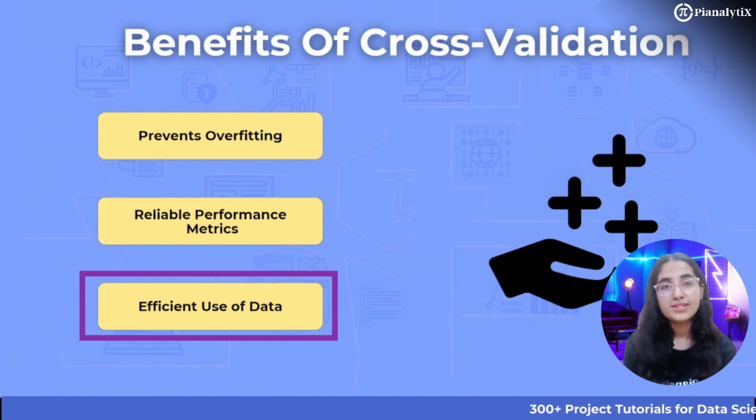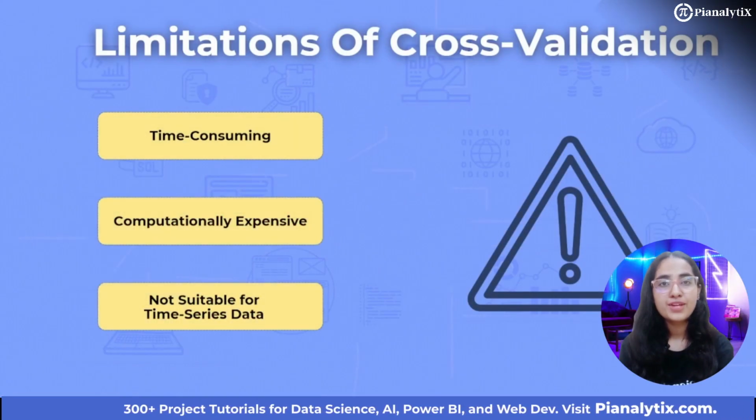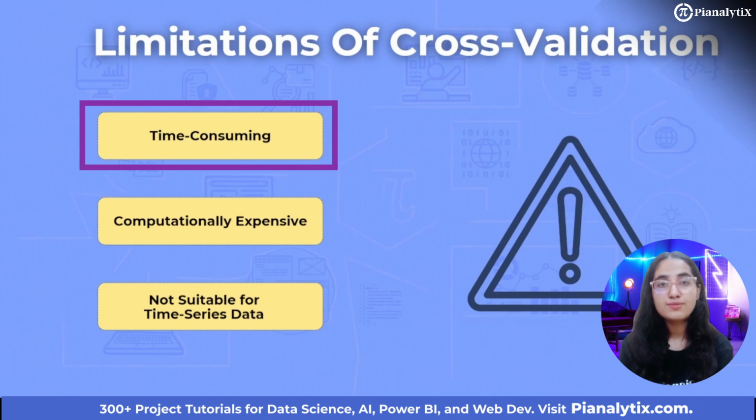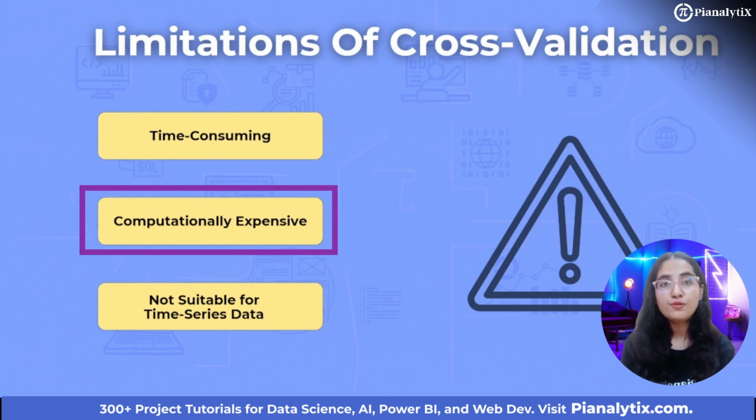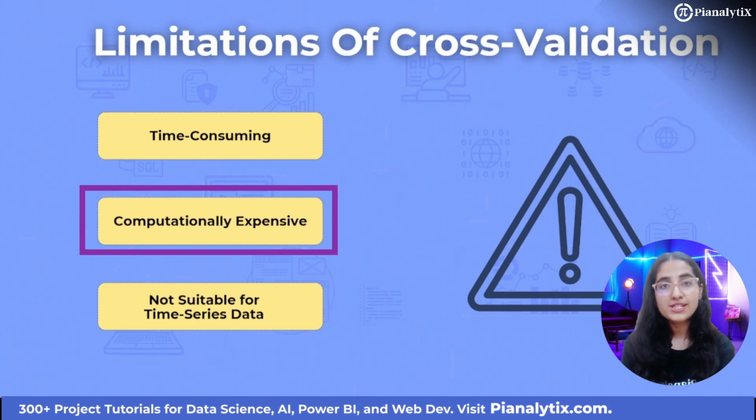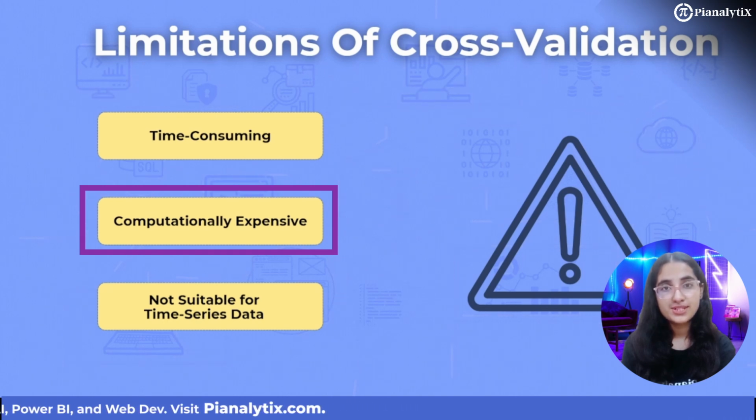But like every technique, cross-validation has some limitations too. First, time consuming. If the dataset is large or the model is complex, cross-validation can take a lot of time because the model has to be trained and tested multiple times. Second, computationally expensive. More folds means more computational power is required. Running cross-validation for models like deep neural networks can be resource intensive.